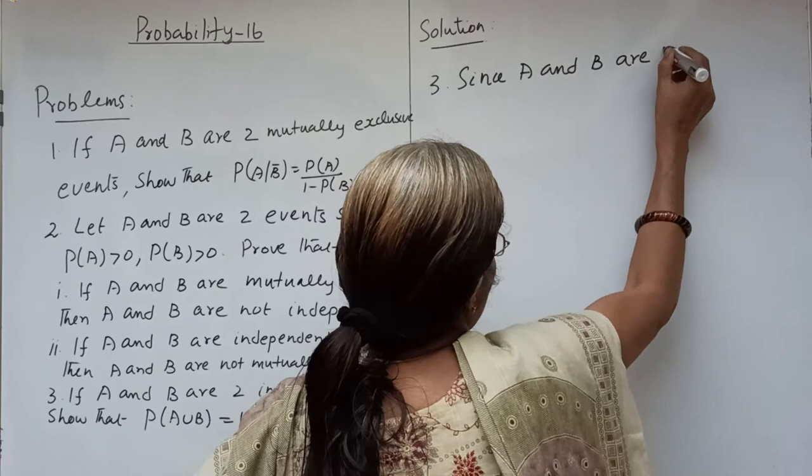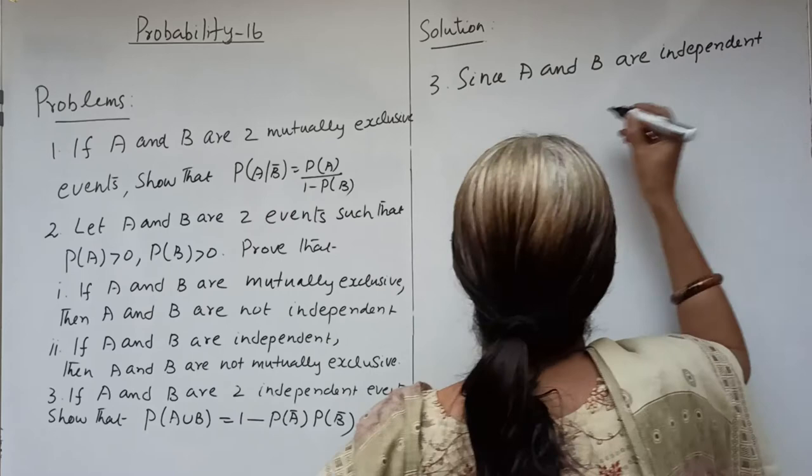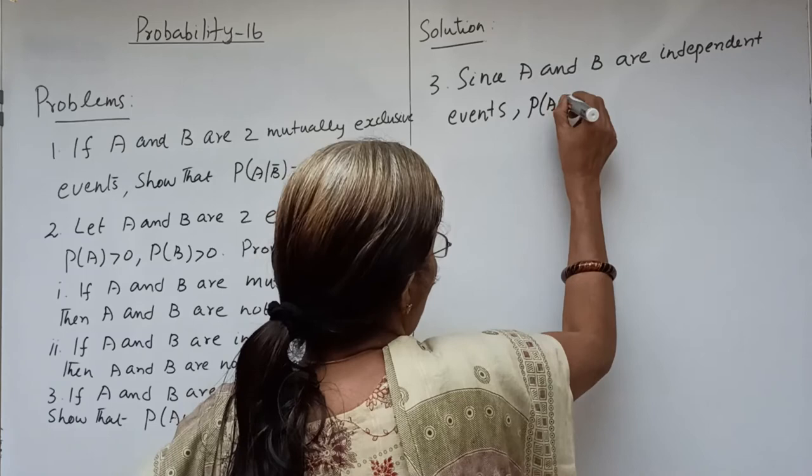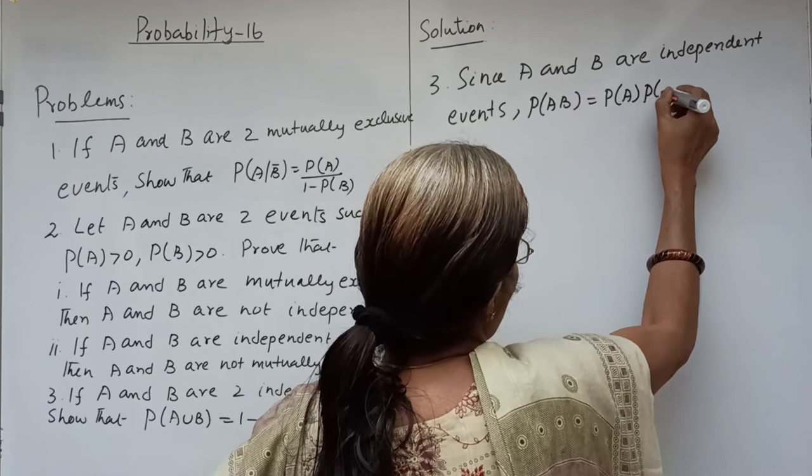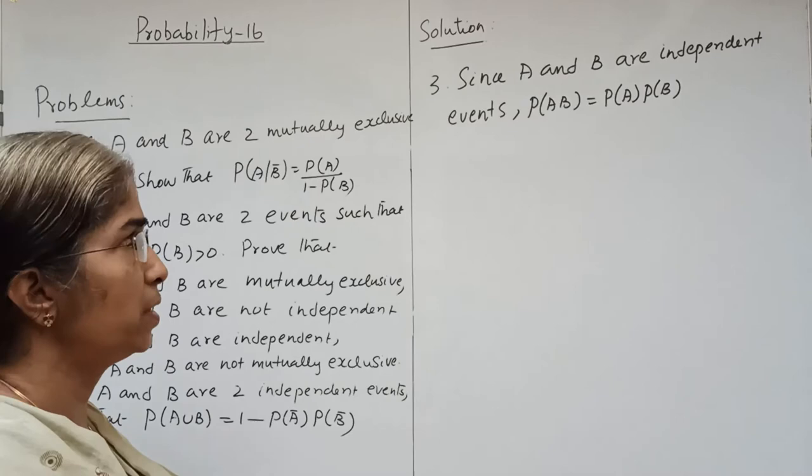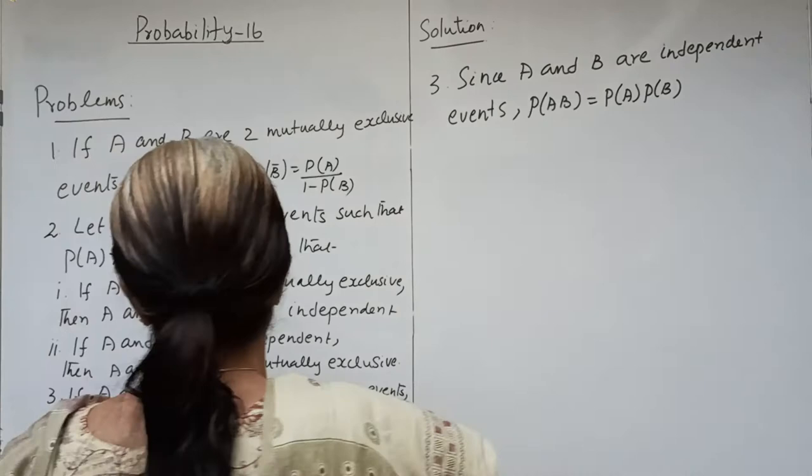Since A and B are independent events, we know P of AB equals P of A into P of B. It is given that A and B are independent. Hence we have P of AB equal to P of A into P of B. Now what is the requirement? We want to obtain P of A union B.